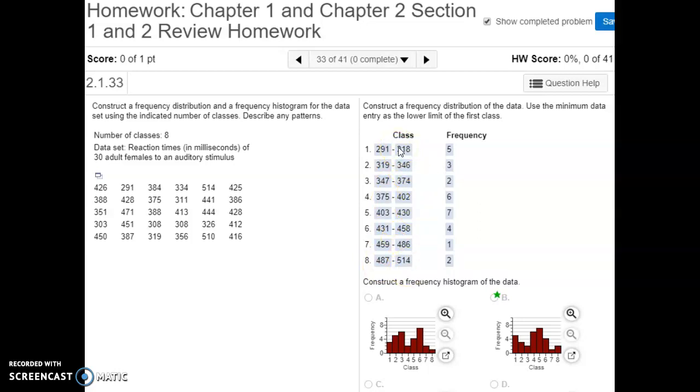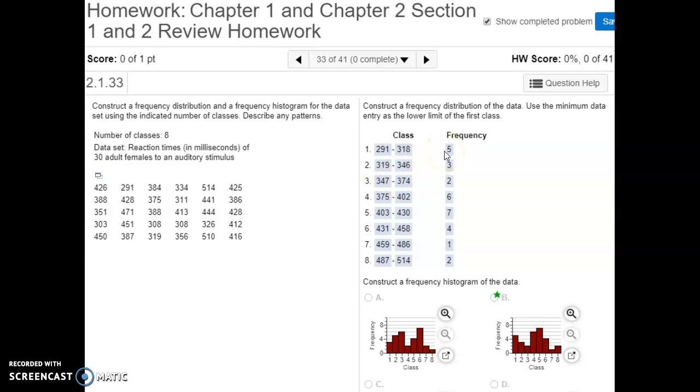Now, the classes can't overlap, so since the second class started with 319, the first class has to end at 318. And since the third class started at 347, the second class has to be 319 to 346. So one less than the class that's coming up after it.